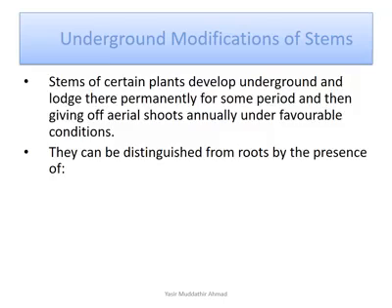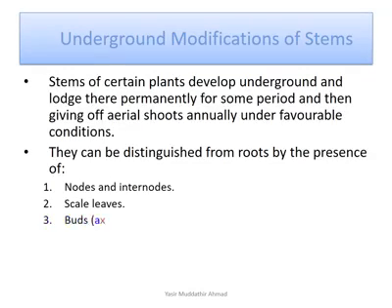How can we distinguish between the roots and the underground stems? Because both of them are going to be underground. The underground stems are actually stems, so they are going to have all the morphological features of stems, like, number one, nodes and internodes. They are provided with nodes and internodes, and since they are provided with nodes, they definitely should have leaves. The leaves of the underground stems are called scale leaves, and those scale leaves are going to be very small and non-green in color.